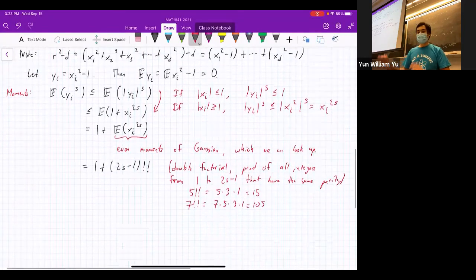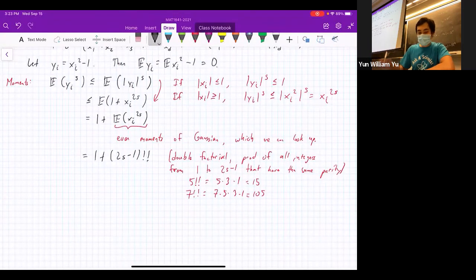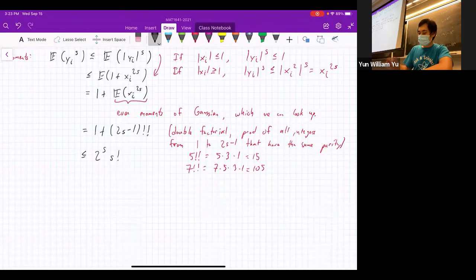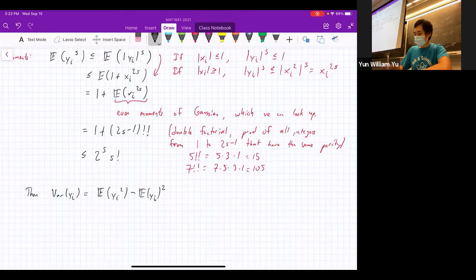Okay, but this is something you can look up, and it is fairly easy to convince yourself that this entire thing is less than or equal to 2 to the s times s factorial. And so this gives us some nice bounds. For example, we know that the variance of yi is equal to the expectation of yi squared minus the expectation of yi, squared, which is going to be less than or equal to, this thing here is just 0 again, so this is going to be less than or equal to 2 squared times 2, which is equal to 8.